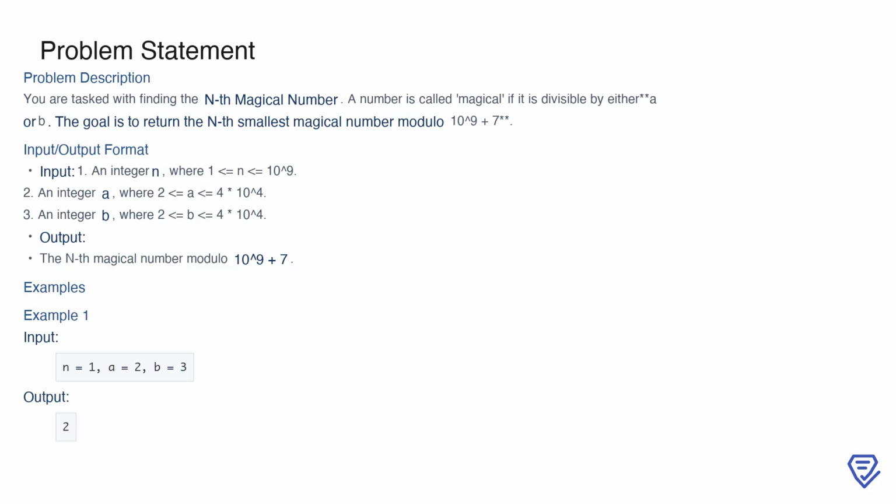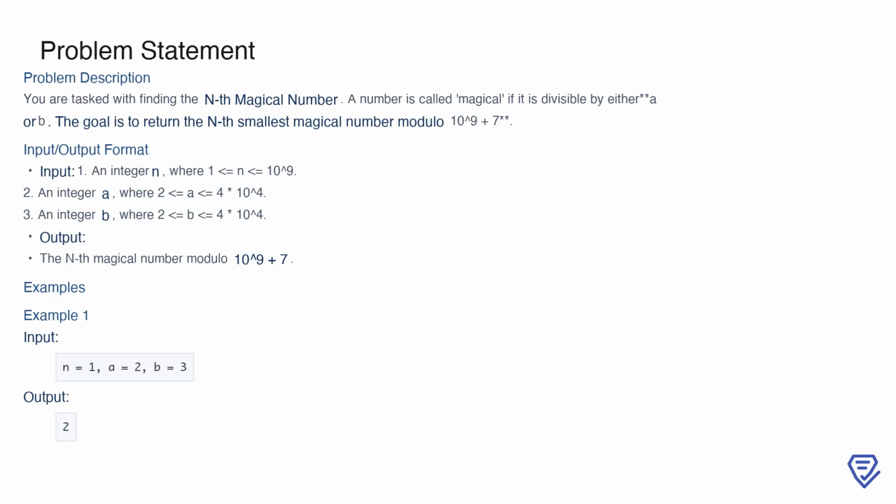In this problem, we are tasked with finding the nth magical number. A number is defined as magical if it is divisible by either A or B. Our goal is to determine the nth smallest magical number, but instead of returning the raw number, we will return it modulo 10 to the power of 9 plus 7 to ensure we handle very large values efficiently.